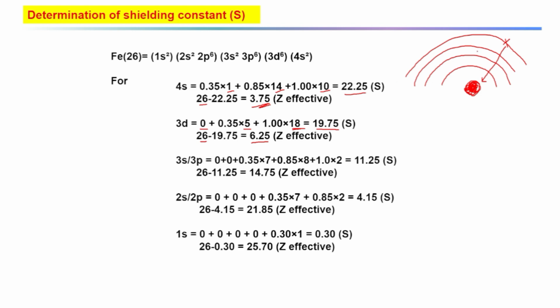So the electrons which are at 3D are much closer to the nucleus, right? So they will feel more attraction to the nucleus. They will feel that per electron there are actually 6.25 protons. So that will be the Z effective for these 3D electrons.